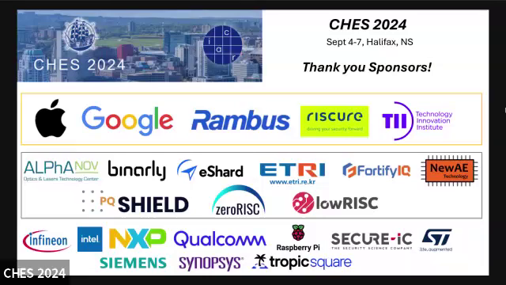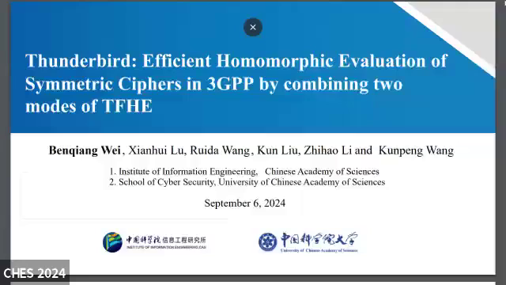Our next speaker is Ben-Chan Wei, and the paper is Thunderbird: Efficient Homomorphic Evaluation of Symmetric Ciphers in 3GPP by Combining Two Modes of TFHE.